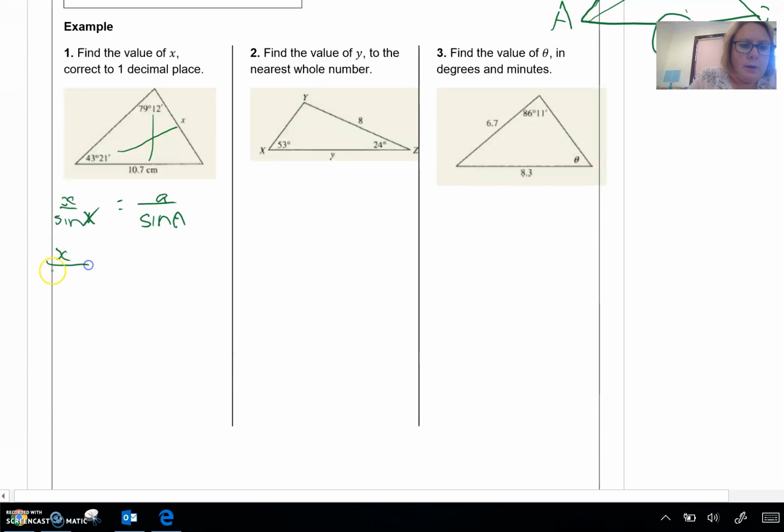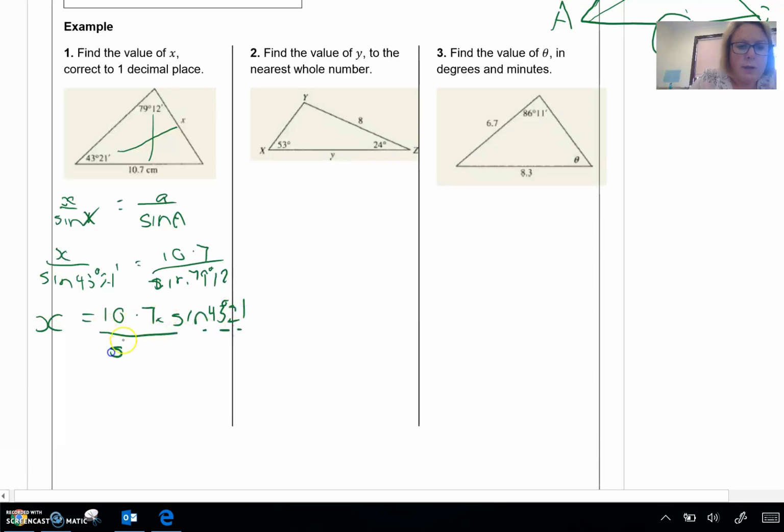X on sine 43 degrees 21 minutes equals 10.7 on sine 79 degrees 12 minutes. Now if I times that up there, I'm going to get x on its own, and I can put it in the calculator, which I will do, and we can get an answer.